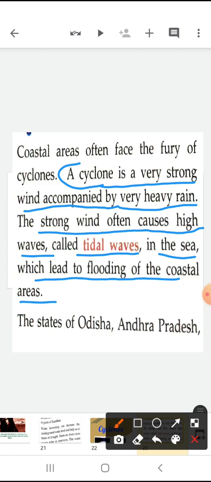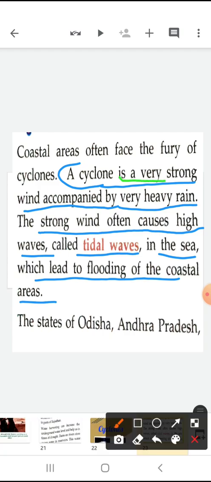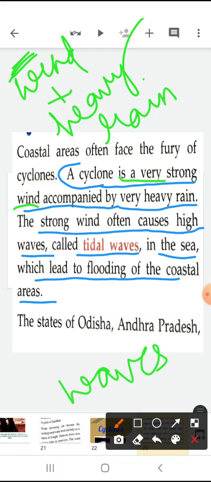Okay. So what is a cyclone? A cyclone is a very strong wind that is accompanied by heavy rain. The strong winds often cause waves, and these waves are called tidal waves. These waves occur in the sea, which leads to flooding in the coastal areas. Understood?